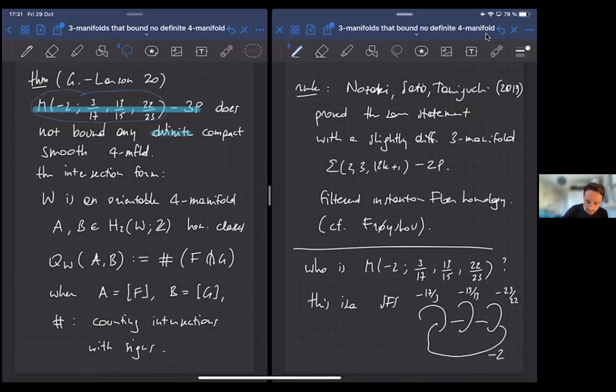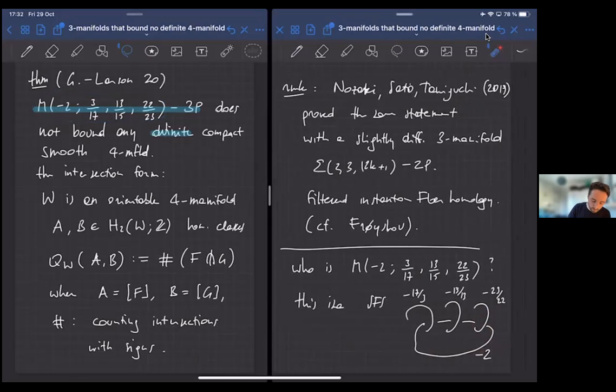If it doesn't tell you much, what it means is that I'm taking the complement of a neighborhood of this link. So I'm drilling out some neighborhoods of each component, and I'm gluing in solid tori so that the meridian disk wraps around the knot. Well, in this case, once in this direction and twice in the other. And in this case, 23 times in one direction and 22 in the other. If you want, there is a 4-dimensional description as the boundary of a plumbing.